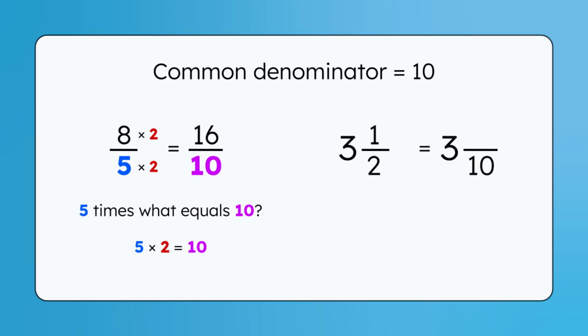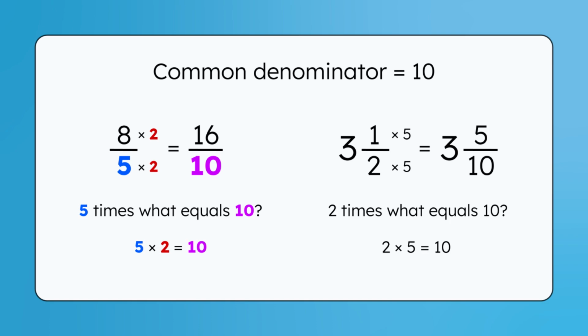Now the mixed number 3 1/2. 2 times what equals 10? 2 times 5 equals 10. We multiply the old numerator by 5 to finish creating the equivalent fraction. 1 times 5 is 5. So the mixed number equivalent to 3 1/2 is 3 5/10.